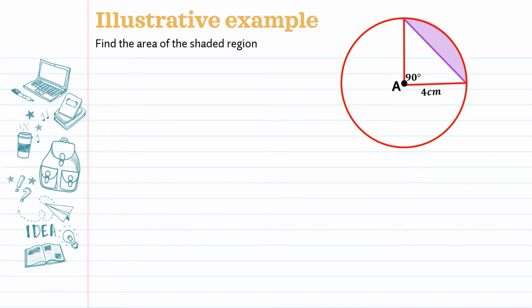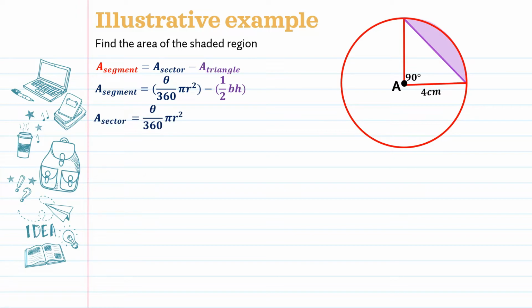So the same with the previous example, we're going to use the formula area of segment is equal to area of sector minus area of triangle. Or we can have area of segment is equal to theta over 360 pi r squared minus 1/2 base times height. Going to solve for the two areas separately. So let's have the area of sector first, which is theta over 360 pi r squared.